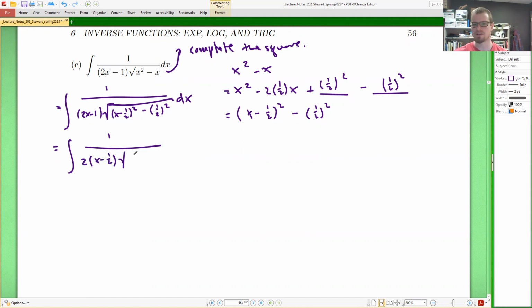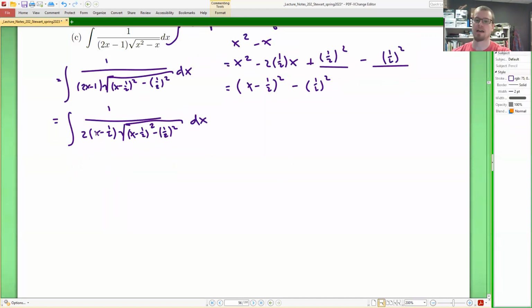And I still have, of course, the same thing over here, x minus 1/2 squared minus 1/2 squared dx. And now things look really nice because I see u out in front of the square root, which is u squared minus 1/2 squared.